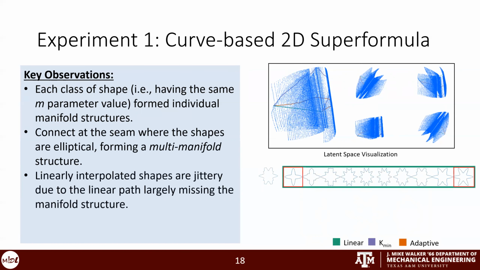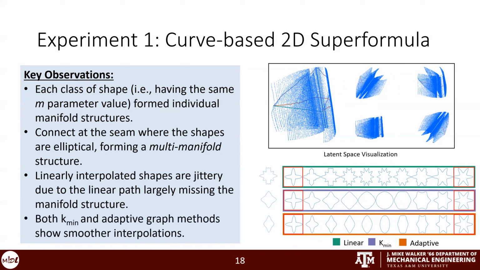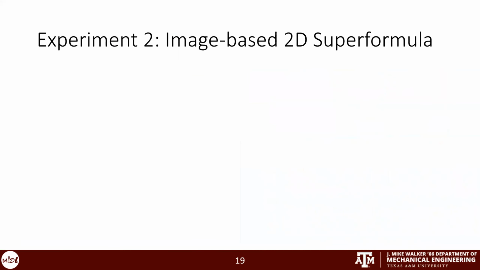Looking at the interpolation results, the linearly interpolated shapes are jittery due to the linear path largely missing the manifold structure. On the other hand, both the graph-based methods showed smoother interpolations from the 4-pointed star to the 6-pointed star, primarily due to traversing the path along the constructed graphs. Here, we notice that the K-mean graph takes a much longer path compared to the adaptive graph method, possibly due to the presence of extra edges.